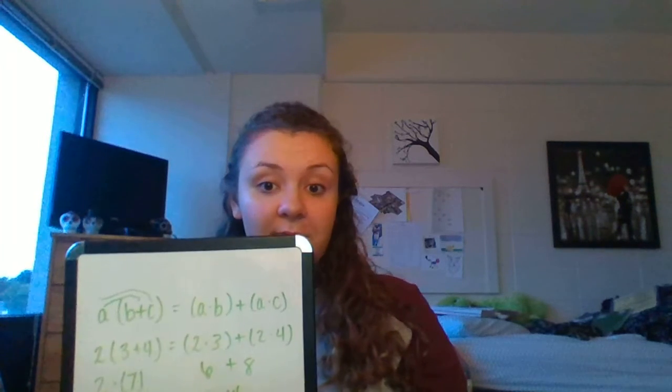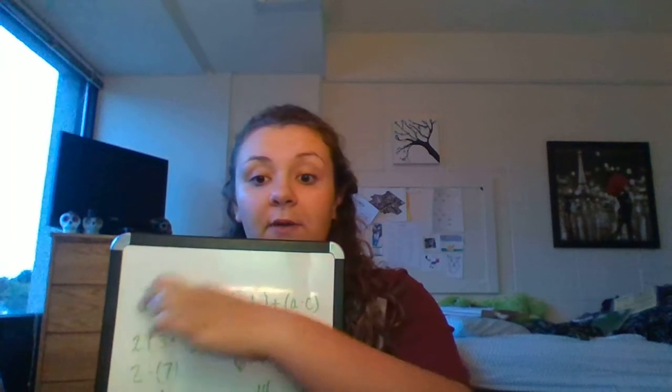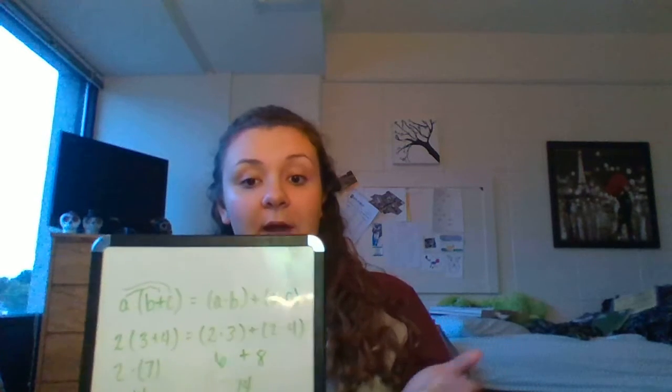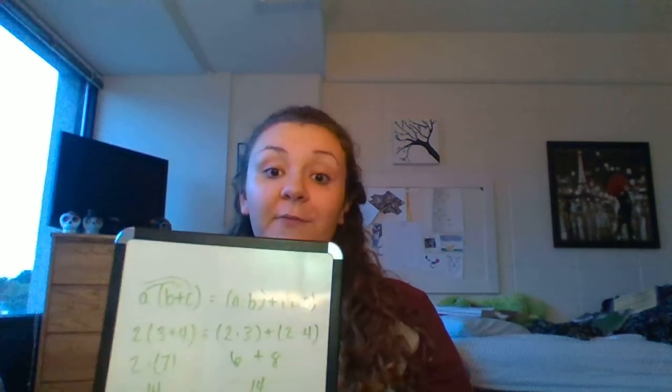So this is the distributive property, and all you're doing is distributing one number to the other numbers. And the associative property, you're regrouping. So that's how you do it.